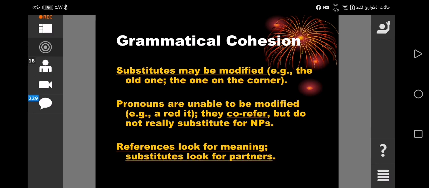Well, substitution and omission, ellipsis, might be confused because they are very close to one another. The difference between substitutions and pronouns is also very delicate. Well, substitutes may be modified. So we may say the old one, the one on the corner. Old modifies one. On the corner modifies one. But pronouns cannot be modified. I can't say I read it.